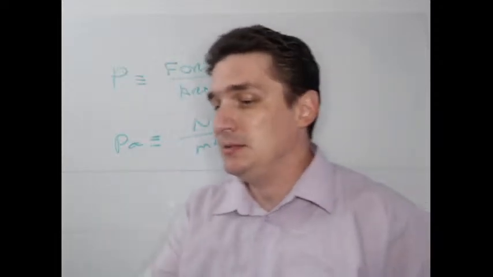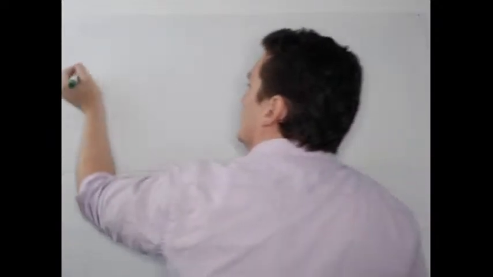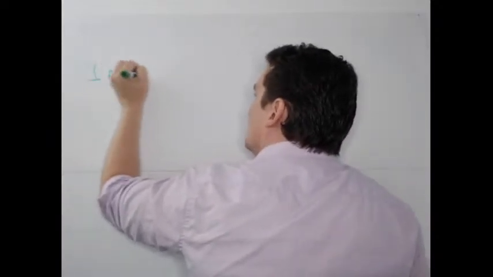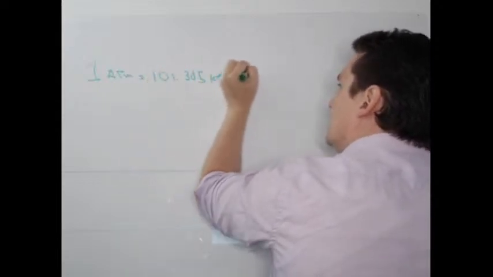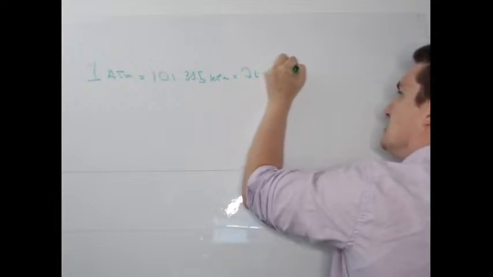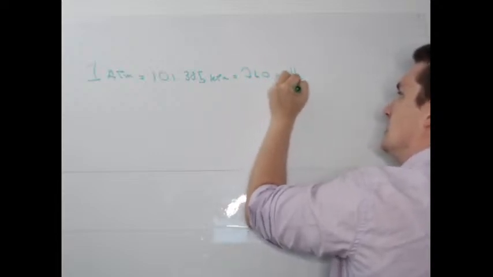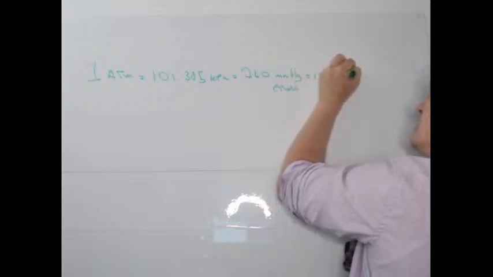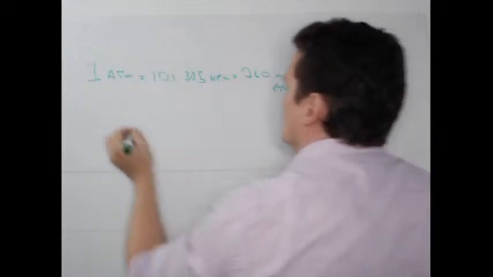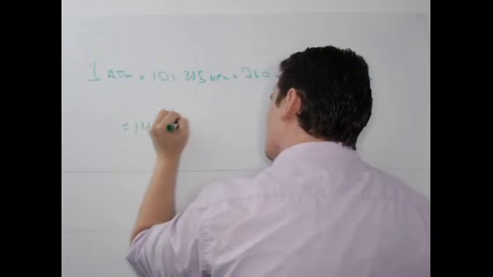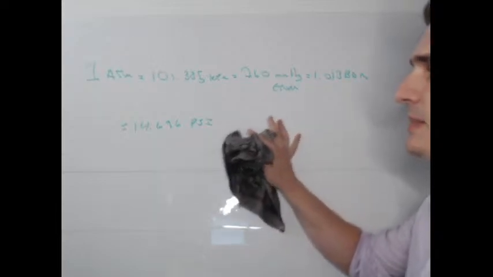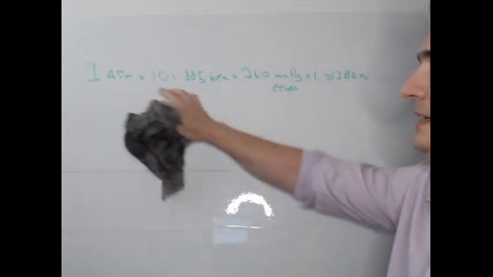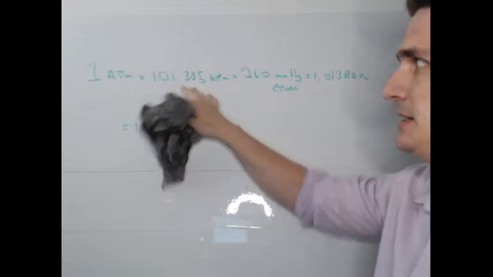Because to go between ATMs and other units, if you know the conversion factors, they are not that bad. So 1 atmosphere is 101.325 kPa, which is 760 millimeters of mercury, or torr, which is 1.013 bar, which is 14.696 psi. So if you know these conversion factors, it's not bad, but with atmosphere, if you want to get to any type of unit of force, you have to convert it to something else.